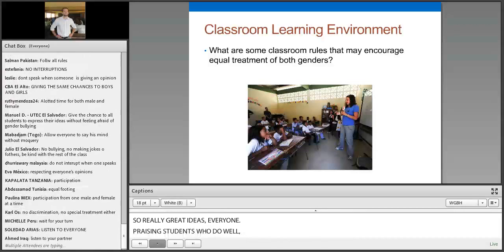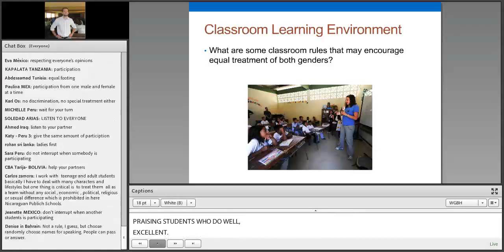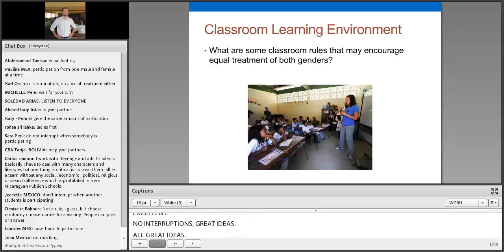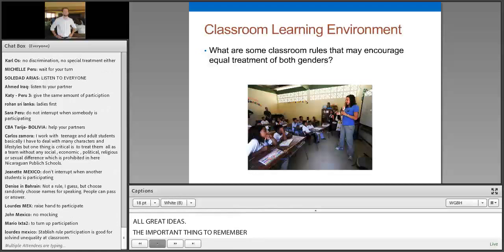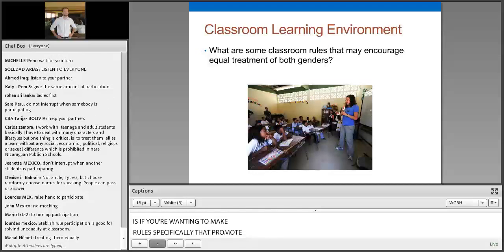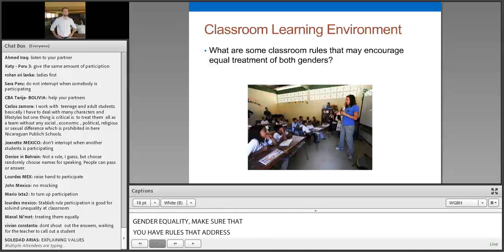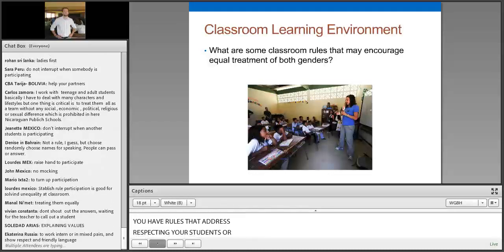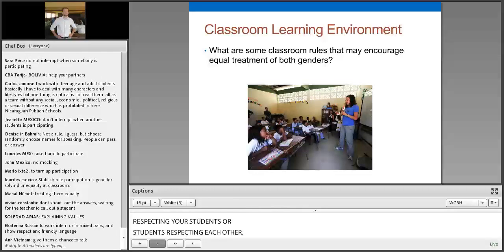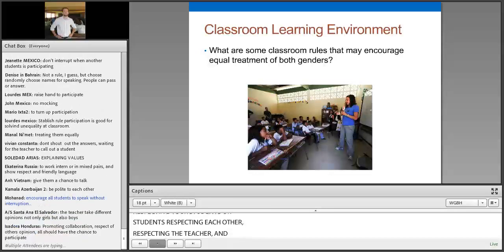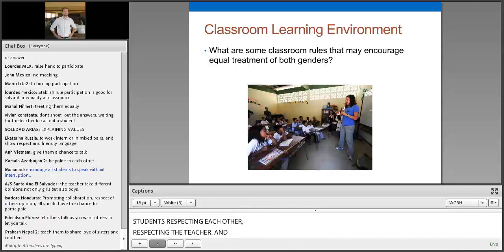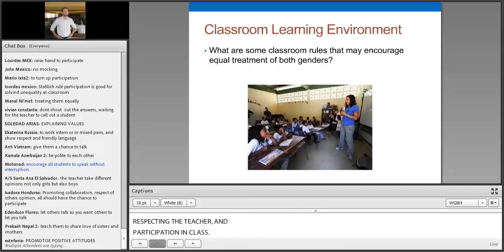All great ideas. The important thing to remember is that if you're wanting to make rules specifically that promote gender equality, make sure that you have rules that address students respecting each other, respecting the teacher, and participation in class. Because what's helpful is to let your class know that you do have the expectation that everyone will participate and that you will support everyone participating.